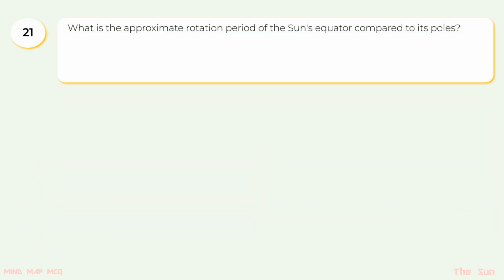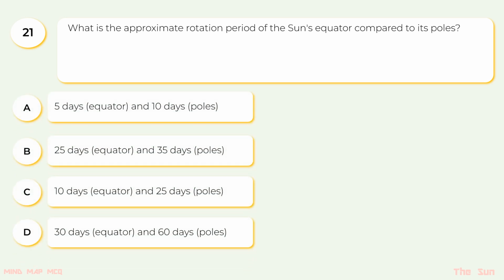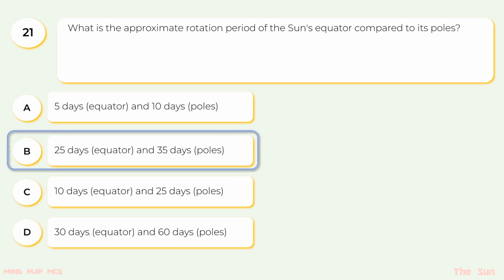What is the approximate rotation period of the sun's equator compared to its poles? A. 5 days at the equator, 10 days at the poles, B. 25 days at the equator and 35 days at the poles, C. 10 days at the equator and 25 days at the poles, D. 30 days at the equator and 60 days at the poles. The correct option is B, that is 25 days at the equator and 35 days at the poles.